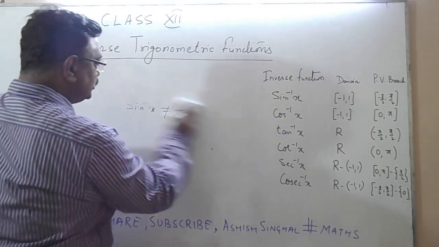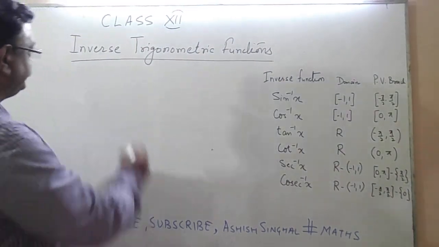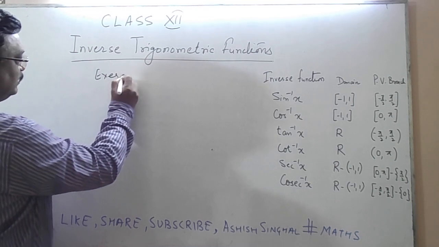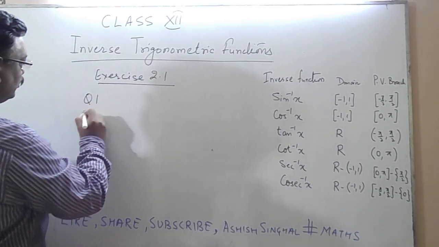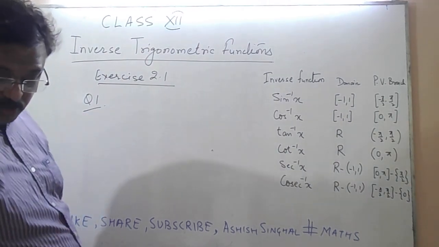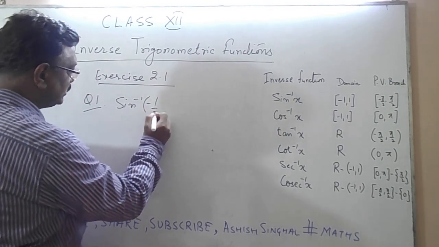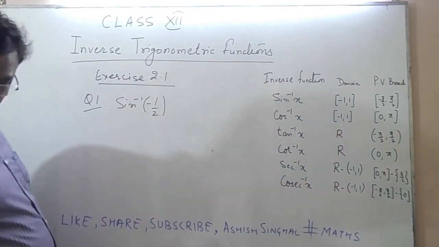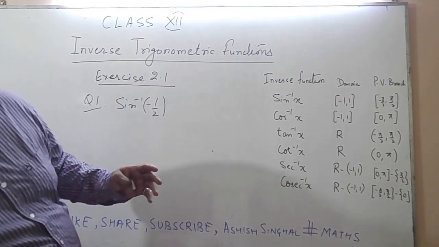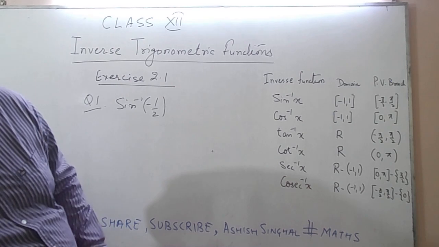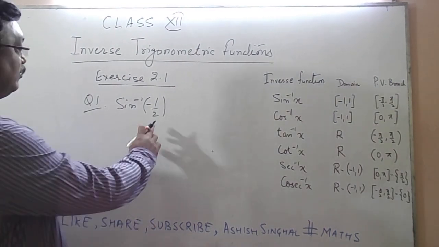We will take up the questions from exercise NCERT book 2.1. Question number 1. Find the principal value of sine inverse -half. Now we know that sine inverse half. What is the value of sine inverse half? You know that at 30 degree, that is π/6, it is 1/2.